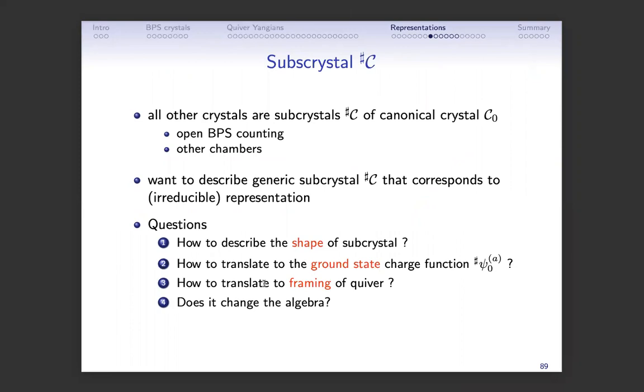And we want to go one step further. We want to describe generic subcrystals that correspond to the irreducible representations. So the question I want to ask is first how to describe the shape of the subcrystal, and then how to translate this to the Kac character function. As we mentioned earlier, the character function determines the entire representation, and then how to translate this to the framing of the quiver, and how does this change the algebra?